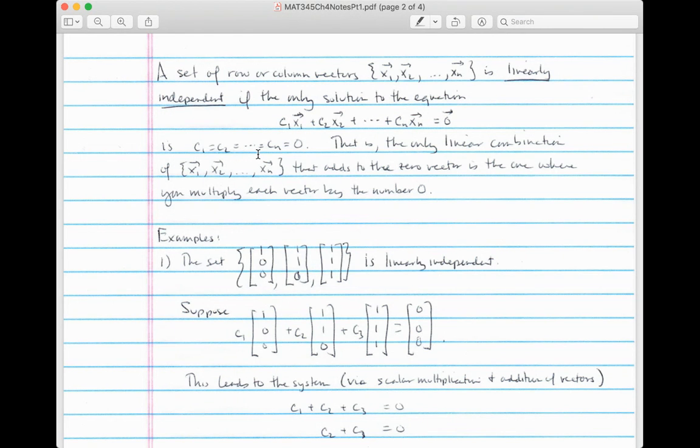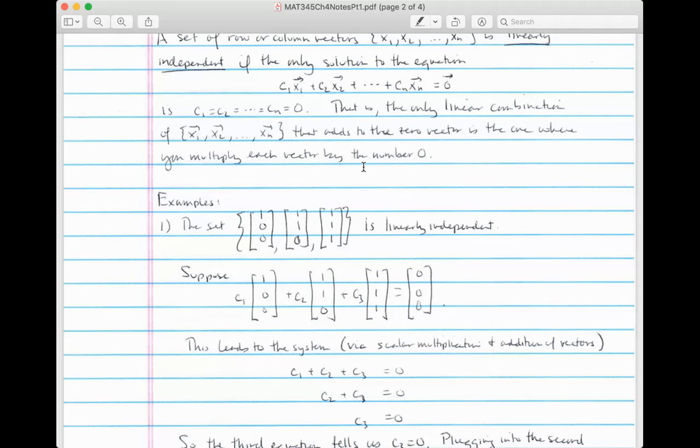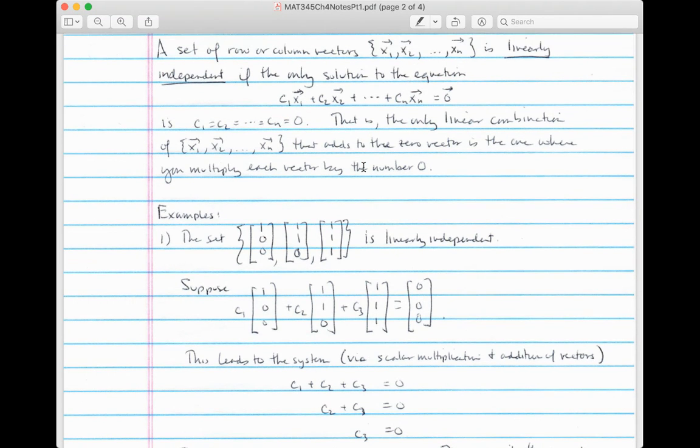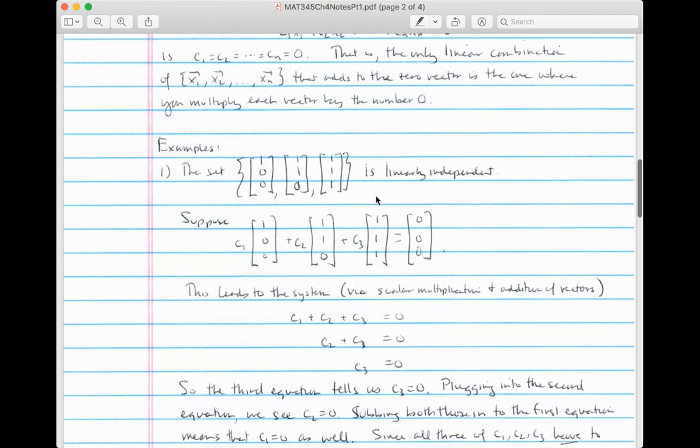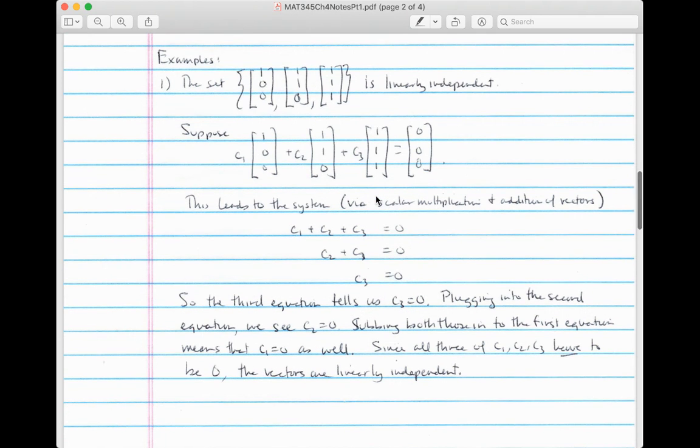But we want to know is that the only way I can get the zero vector out by taking sums of constant multiples of these vectors? Well, we're going to look at two examples and see one case where we have a linearly independent set, one where we don't. And in both cases, we're going to actually solve a system of equations. So my first example is to show that the set of column vectors 1, 0, 0, 1, 1, 0, and 1, 1, 1, that set is linearly independent.